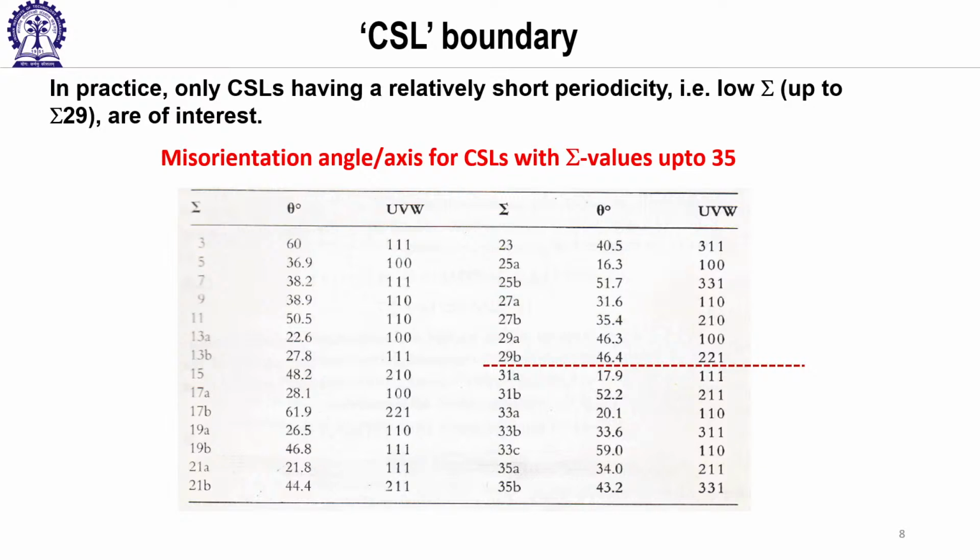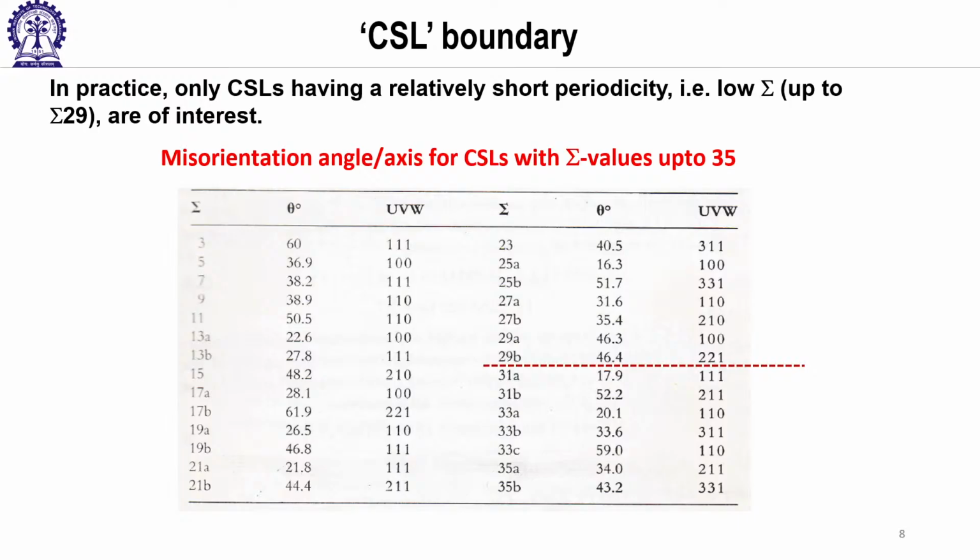And as you can see, they have a particular angle and particular axis, right. So typically we are more interested in low sigma CSL. Now low means what? Up to what value? As you can see, one can go 35, 37, 39 like that, 83, 85, 101, you can have so many CSL, but do they have any meaning as far as the special property is concerned?